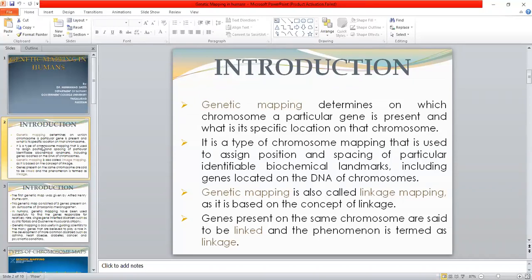The genes present on a chromosome are said to be linked, and during meiosis these linked genes are transferred to the daughter cells as a whole, and in most cases they do not separate from each other. If the genes present on the chromosome are closer to each other, it is most likely they will be transmitted as a whole to the daughter cells.